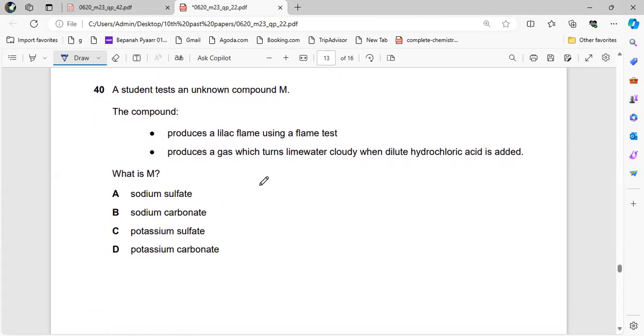A student tests an unknown compound M. The compound produces a lilac flame in a flame test, and produces a gas which turns lime water cloudy when dilute HCl is added. Now, lilac flame is a unique flame. We have different unique flames for all the metals. So lilac flame is unique for potassium. And second, we have a gas that turns lime water milky or cloudy. There is only one such gas, which is carbon dioxide. So here we have option D. Carbonates always produce CO2 and that is why option D is the correct option.